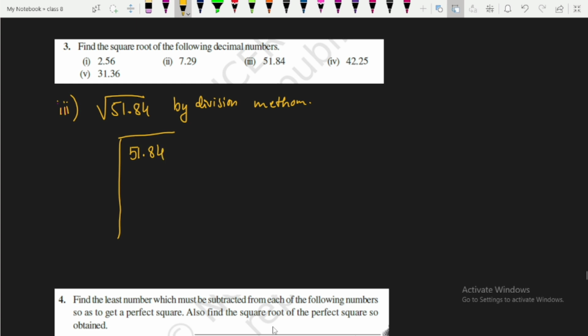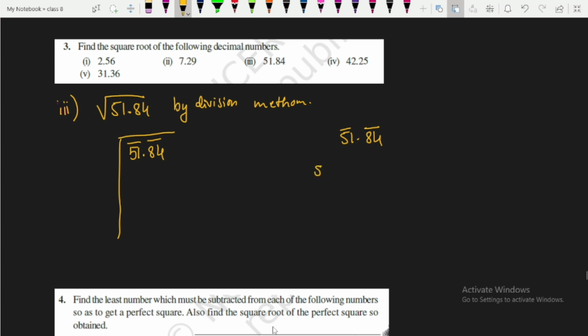So right here, 51.84. First step is we have to put the bar. When you are putting the bar for decimal numbers, first you put the bar for the integral part from the unit place. This is one bar. For the decimal part, again you put the bar from left to right. So we'll put the bar here, and from this side it is a bar. Two bars are there.